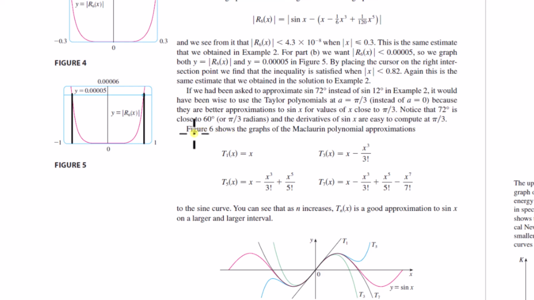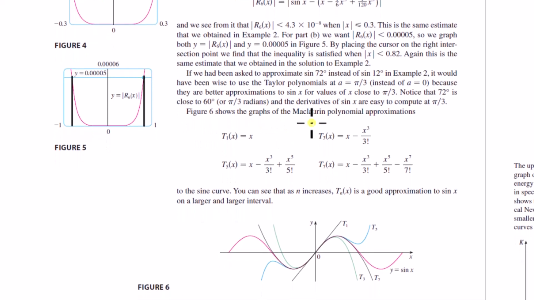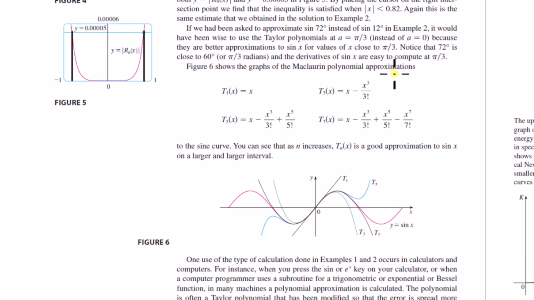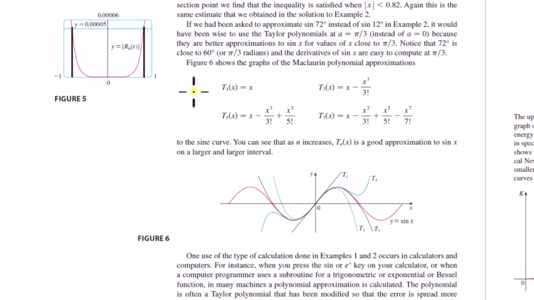Okay. Figure 6 shows the graphs of the Maclaurin polynomial approximations. So, okay, yeah, here's a graph of the first 4 Taylor polynomials of the sine of x Maclaurin series. So yeah, here's t sub 1, t sub 3, t sub 5, t sub 7, and the corresponding graphs along with sine x here in red.